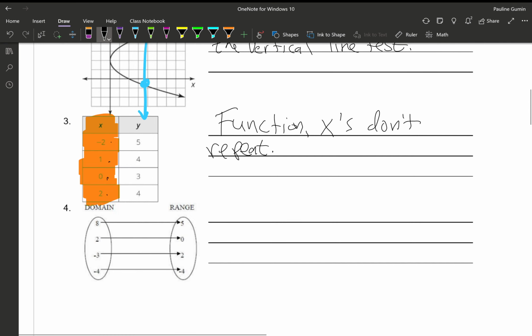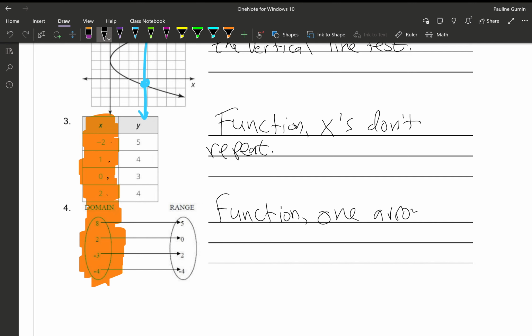Next, we take a look at number 4. For number 4, we have a map. Now, when we have a map, what we want to check again is the domain, and we want to make sure they're only having one arrow coming out of each domain. So it looks like this works. This is a function. One arrow out of each domain.